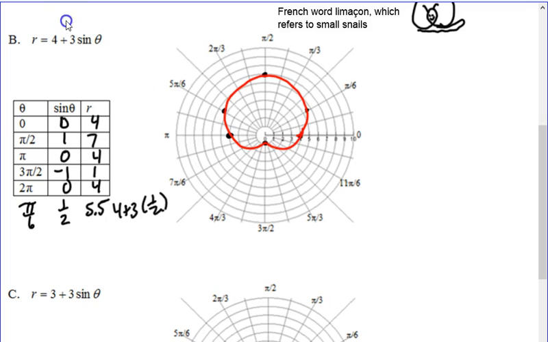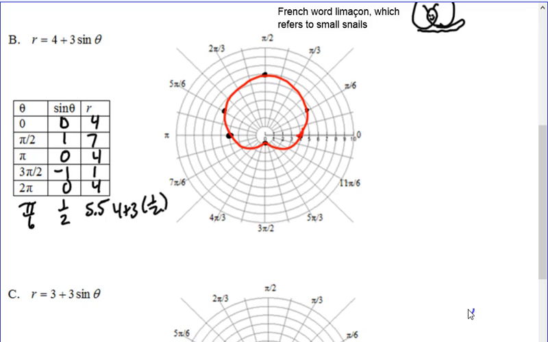Now, if this were 4 minus 3 sine theta, and my whole graph was down here instead of up here, just like with a circle, if I make that amplitude negative, it's going to flip the graph over 180 degrees. Then I might want to look at 7 pi over 6 and 11 pi over 6 and use a negative 1/2 in the equation instead. That might be more helpful.